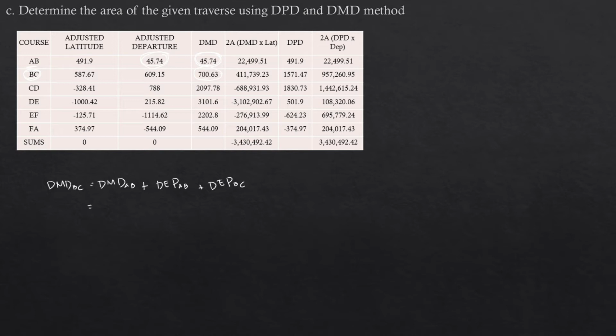Okay, so, ilan to? Meron tayong 45.74 plus 45.74 plus ito, meron tayong 609.15. So, ilan to? DMD ng BC. Okay, so ang lumabas is 700.63 meters. So, yun yung pagkuha.